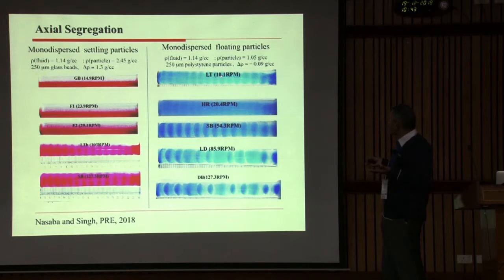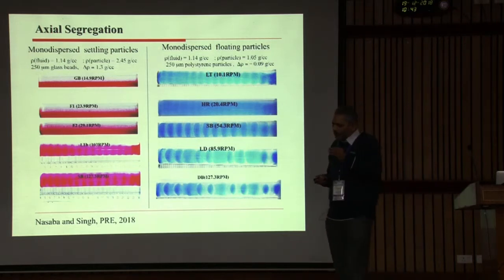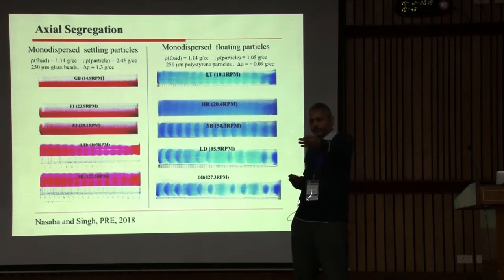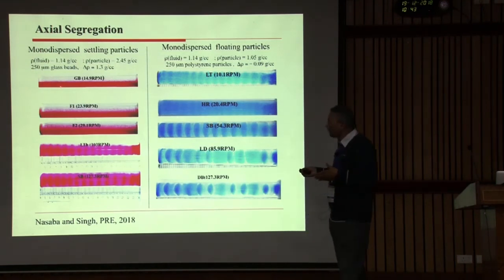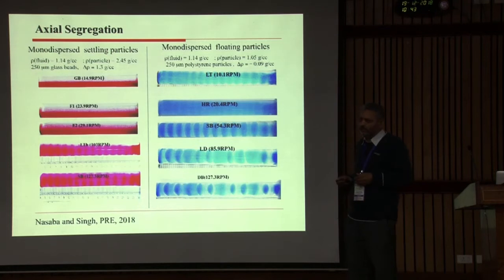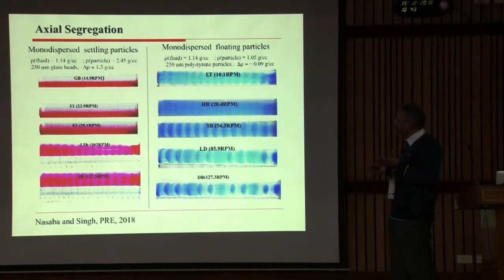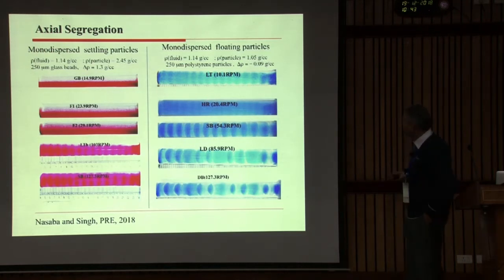The reason here is that because of the very small density difference, the particles in a floating bed are very easily able to come out. So in order to form this band, the particle needs to come out of the bed. As long as they are in the bed, you don't see the band formation, right? And that's the reason why for floating suspension, the banding occurs at much lower rotation rate.